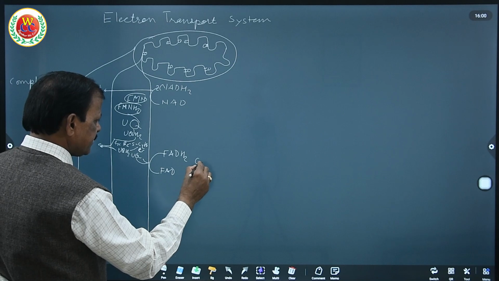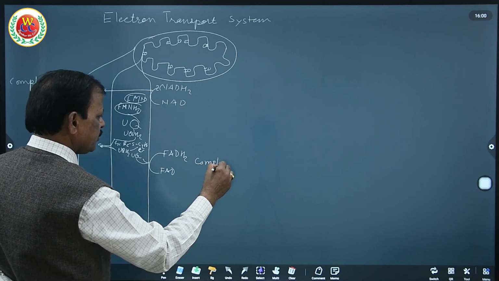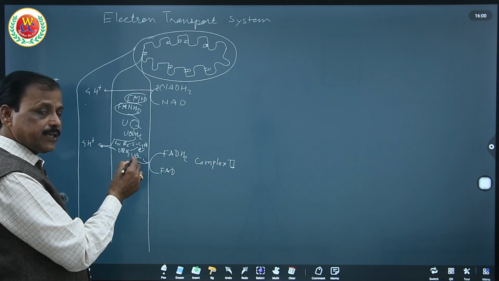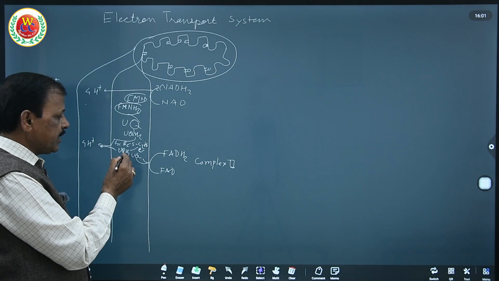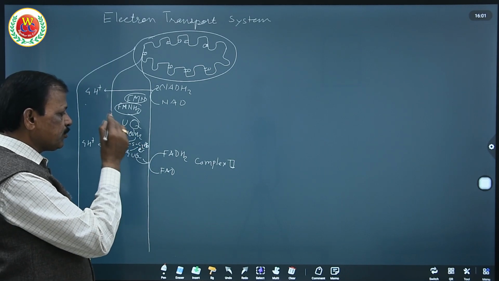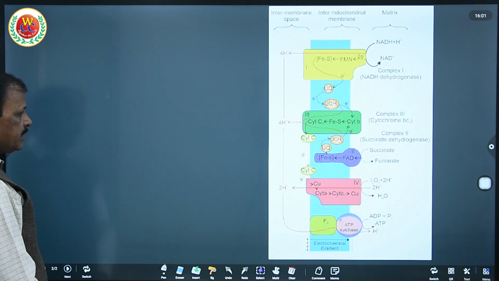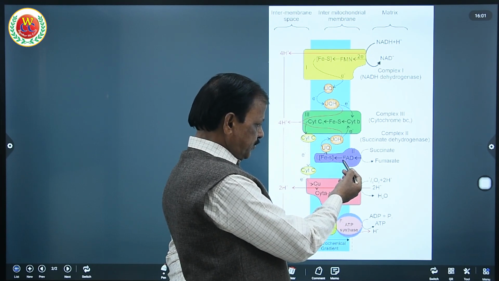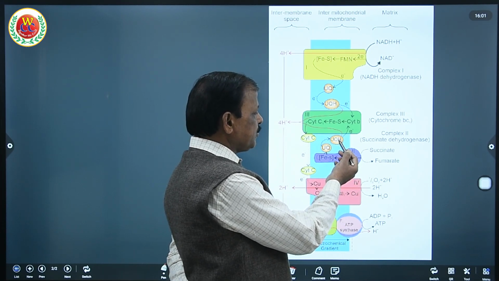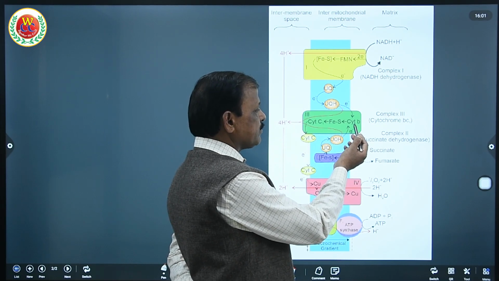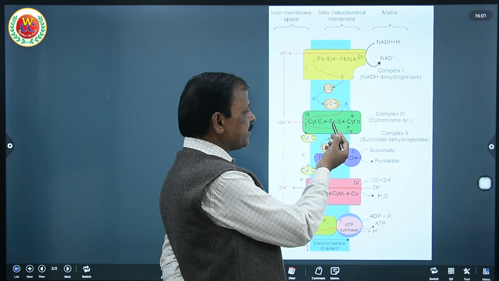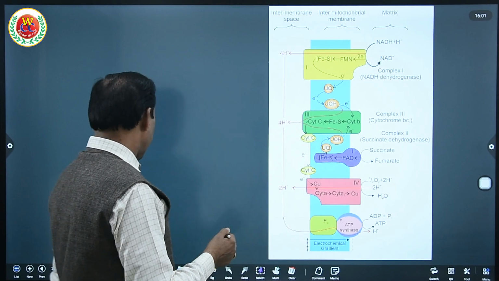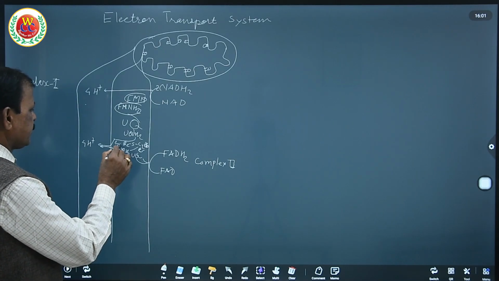Here this is complex 2. FADH2 is oxidized to form FAD, and the protons released combine with ubiquinone to form UQH2. The released electron is transported over to cytochrome B. To understand this, we have this diagram. Here you can see that with the oxidation of FADH2, the proton released combines with ubiquinone. Now ubiquinone releases the proton as well as the electron, transferred to cytochrome B, to iron-sulfur, and to cytochrome C1. Here it is written cytochrome C1.